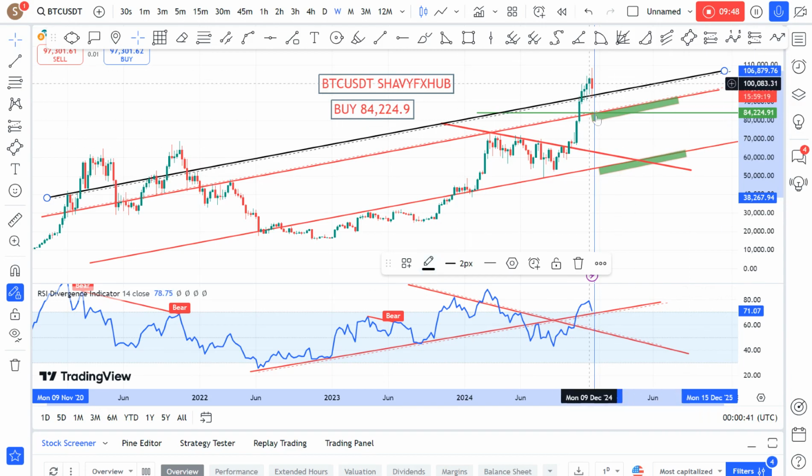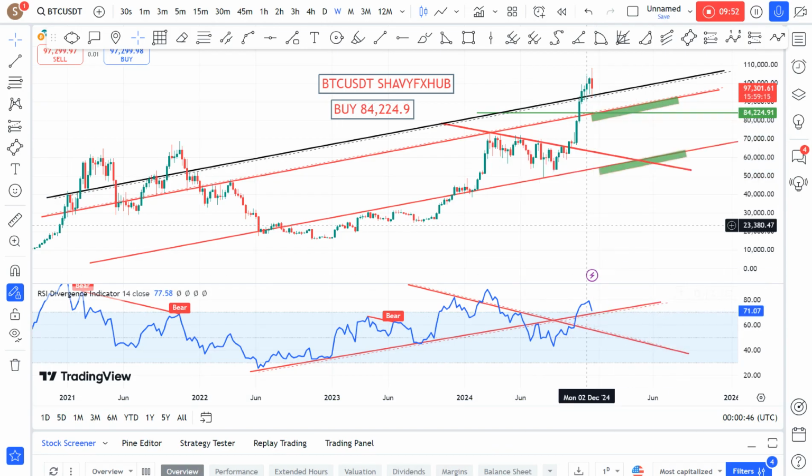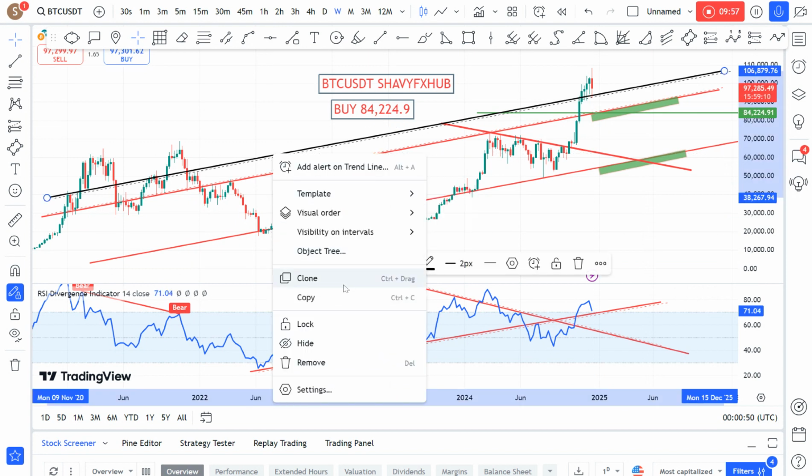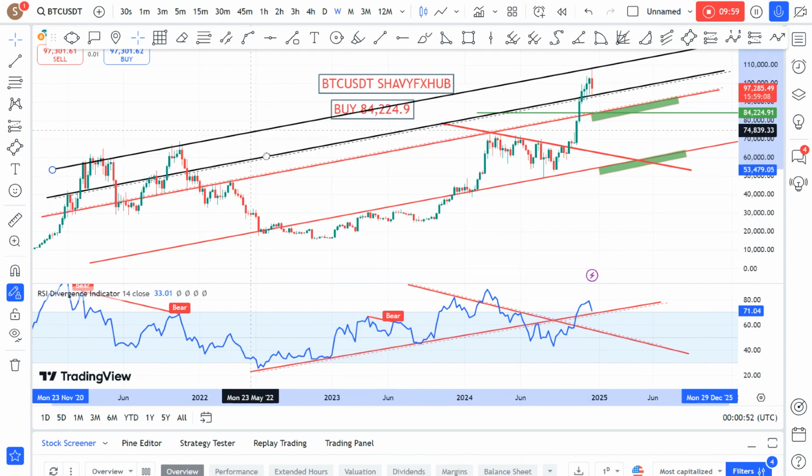So allow the weekly candle to come down completely, break out from the black ascending trend line. Then you now sell to the 84 level. So let's see what will happen. And this is the final call for buy.